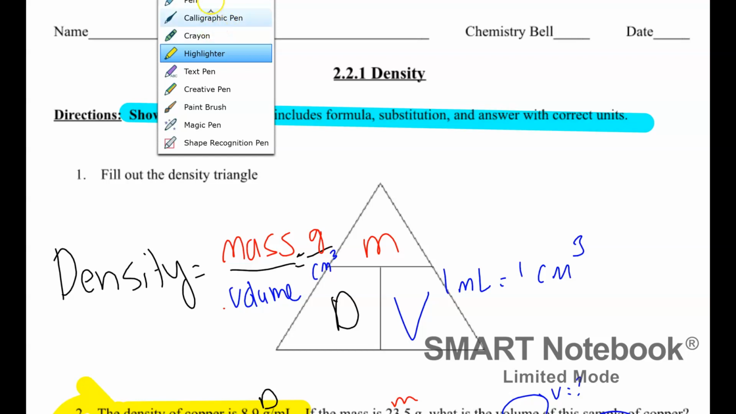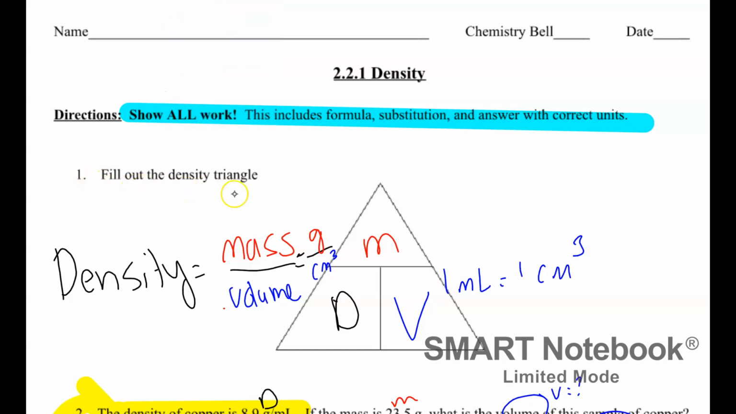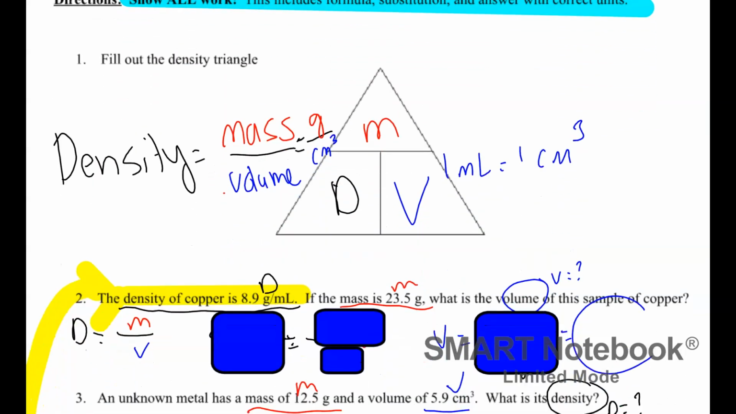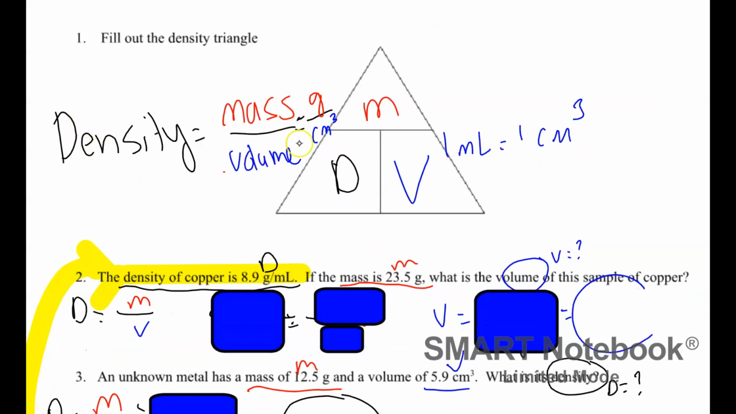Okay, so number 1, it says fill out the density triangle, or write the density equation, whichever you normally use in your algebra class. So density is mass divided by volume, and our units will be grams per centimeter cubed. Or remember that a milliliter is the same thing as a centimeter cubed, so we also could have the units grams per milliliter. If you use the triangle to help you solve algebra equations, here it is.